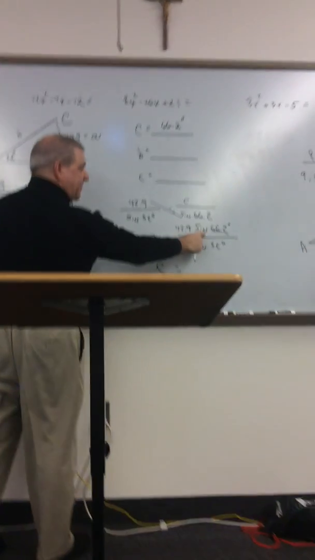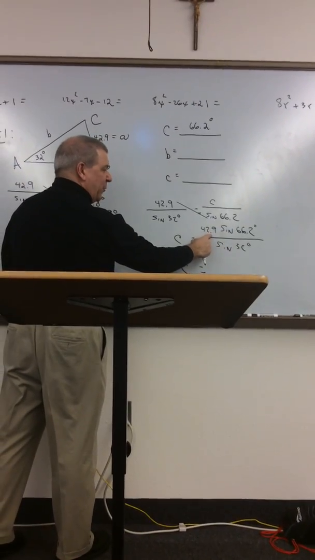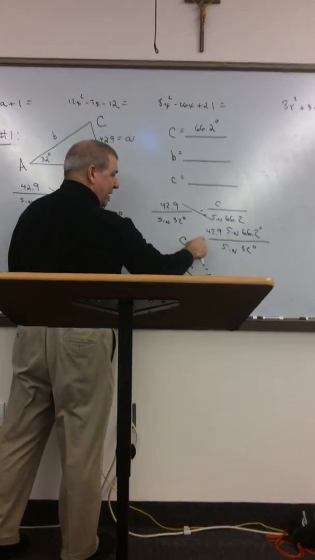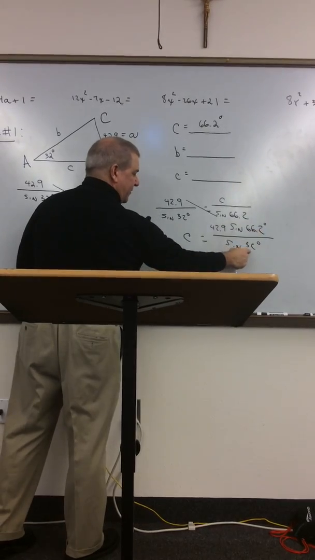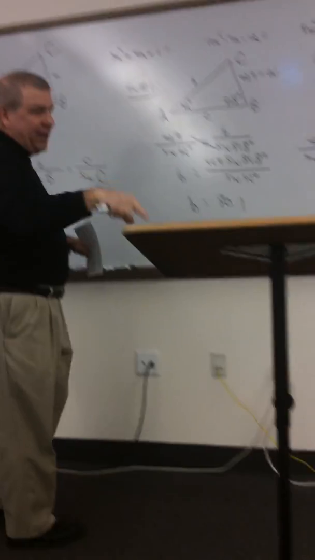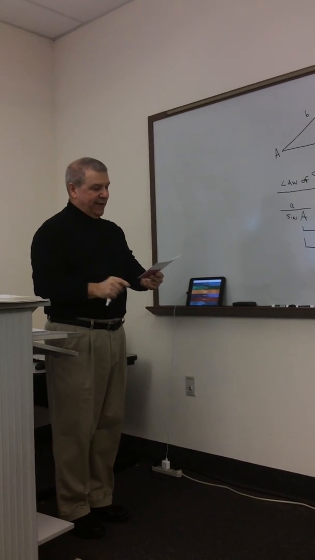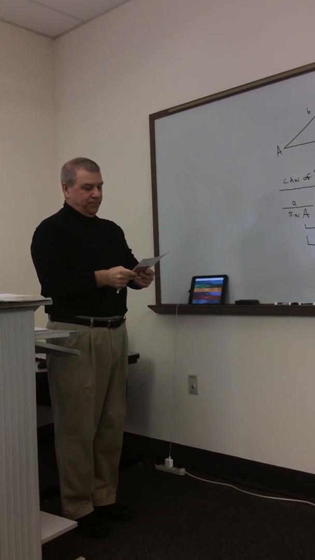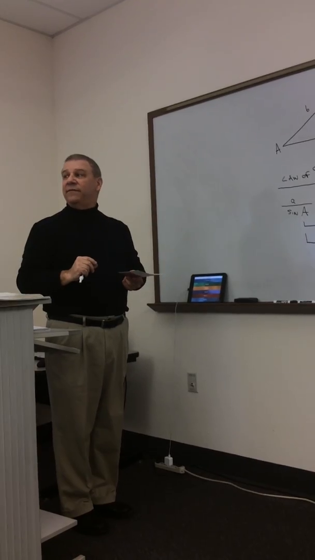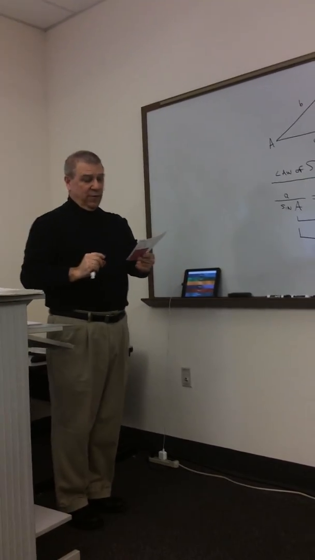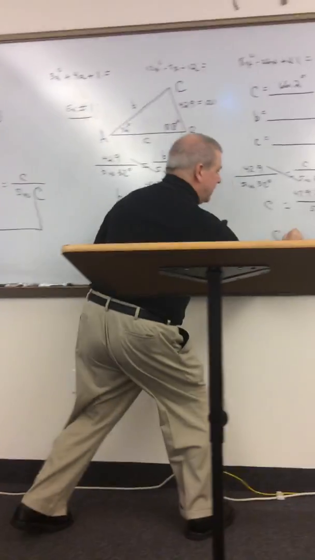Take the sine of 66.2, multiply by 42.9, equals, divided by the sine of 32, but then after you do that, hit the equal sign or the enter key, and round to the nearest tenth. What'd you get? Zona? 74.1.